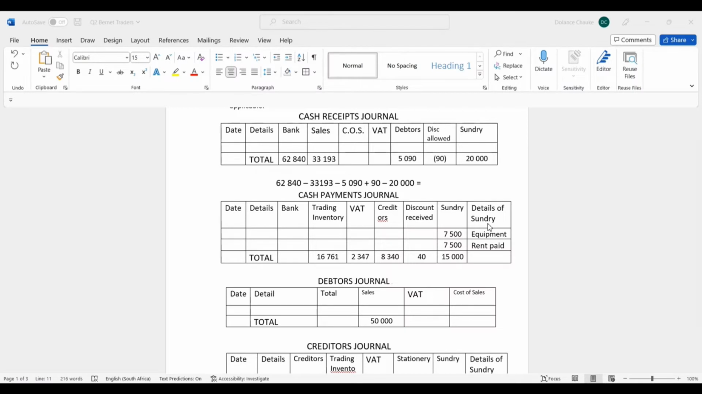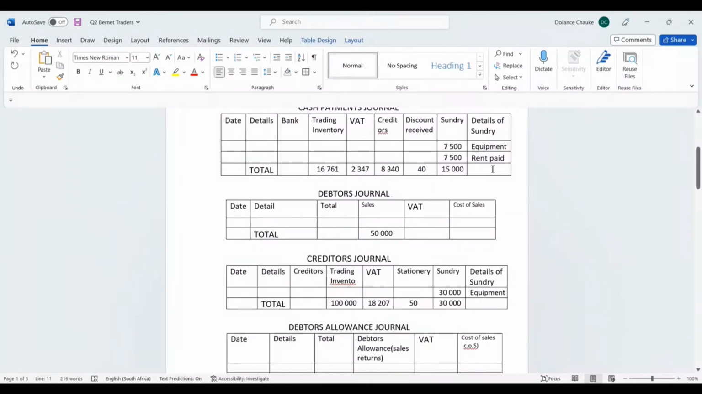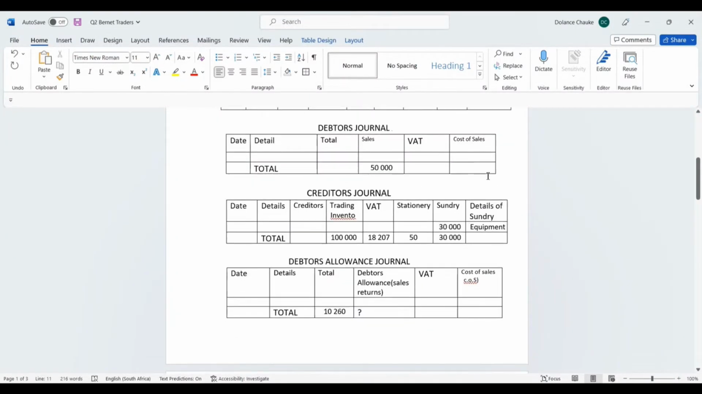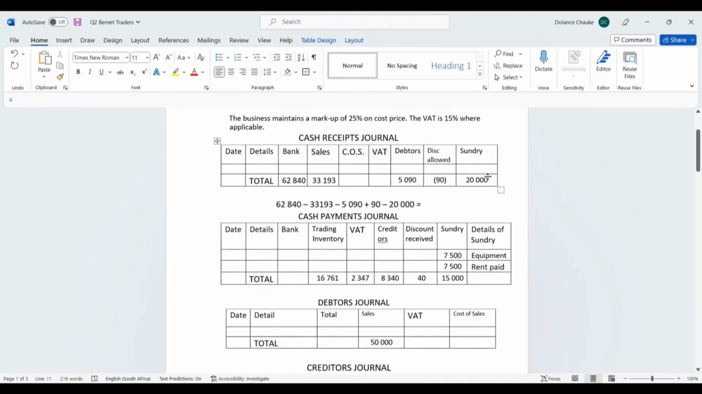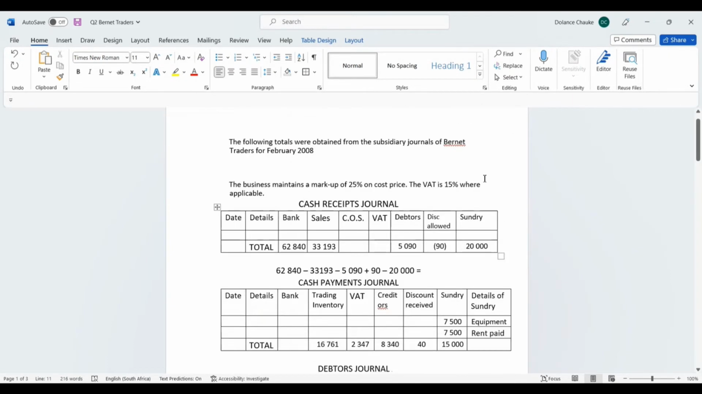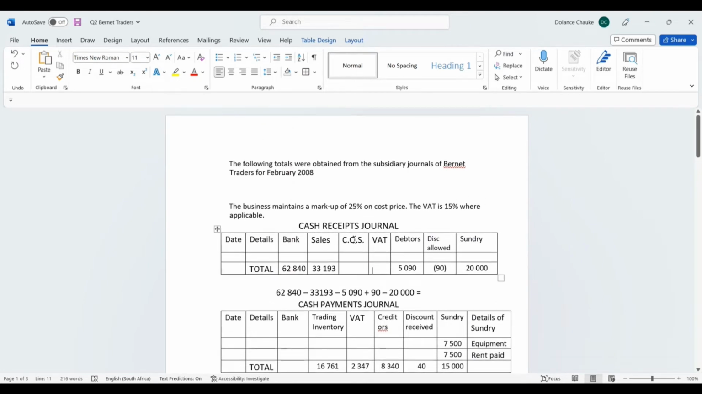Okay, so back to the session. I said we have to calculate and fill these spaces where it's missing, and then we'll take it from there, right? Start with the cash receipts journal, and maybe all the subsidiary journals, these are the totals of everything.